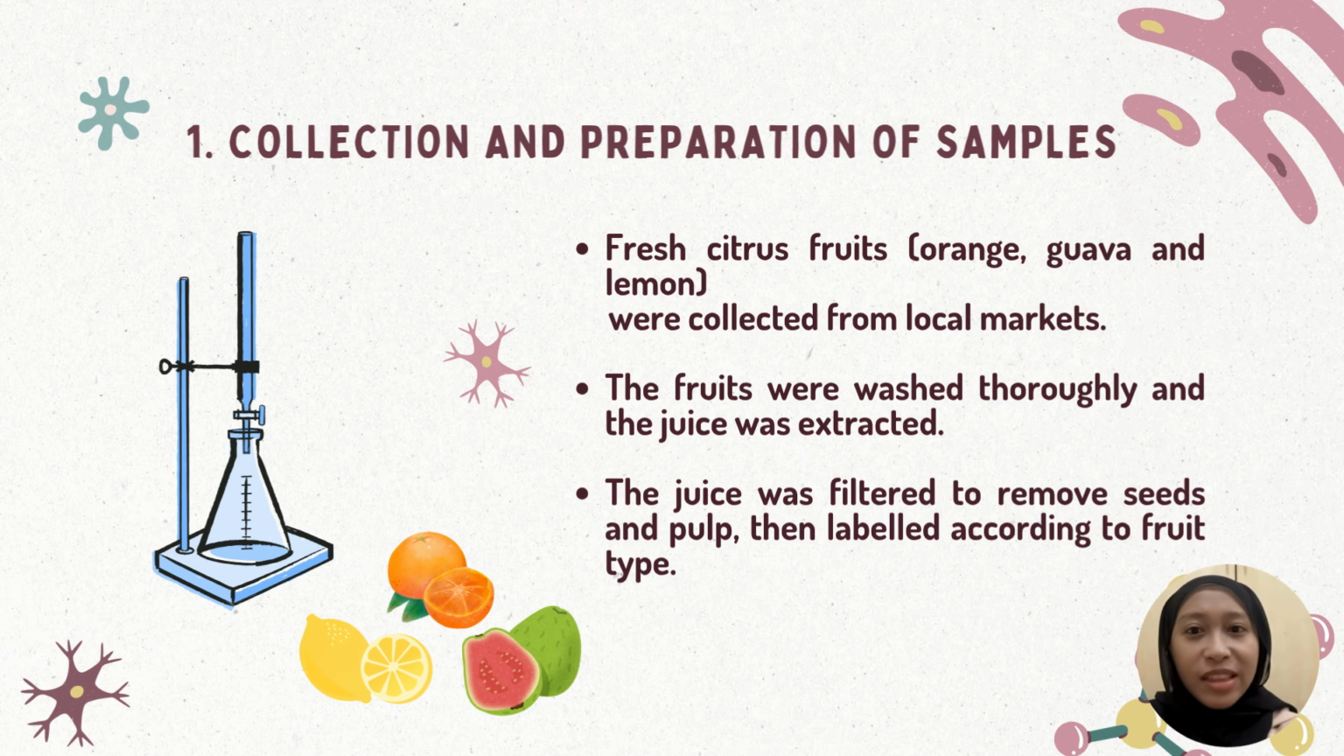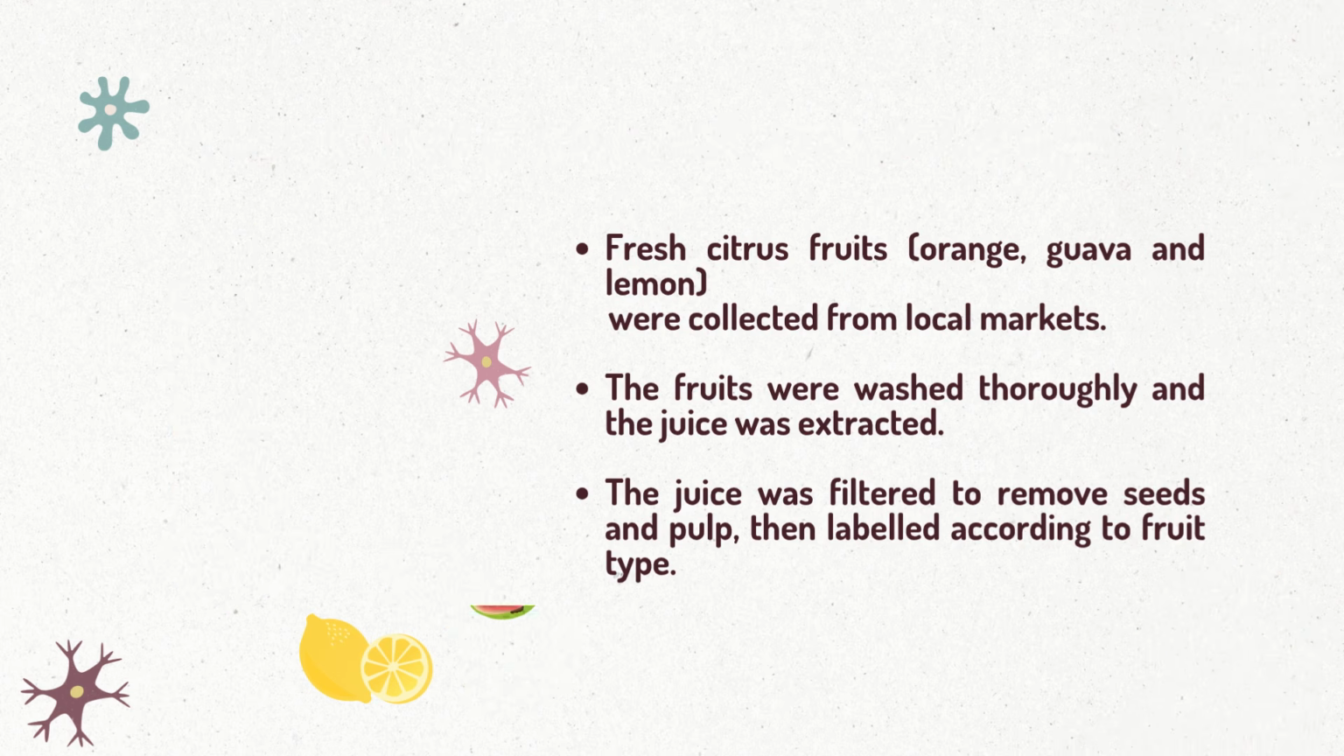First, we collected fresh orange, guava and lemon from a local market. The fruit were washed thoroughly to remove any dirt or impurities. Next, the juice was extracted from each fruit and filtered to remove seeds and pulp. Finally, each juice sample was labeled according to its fruit type to avoid confusion during the experiment.